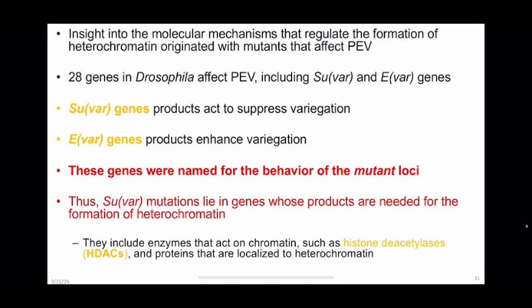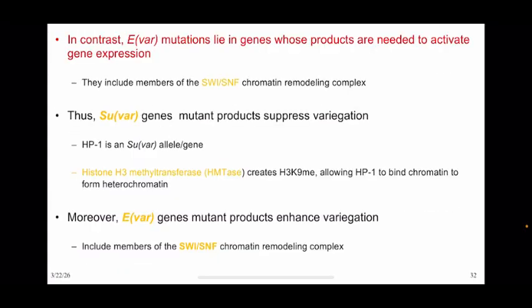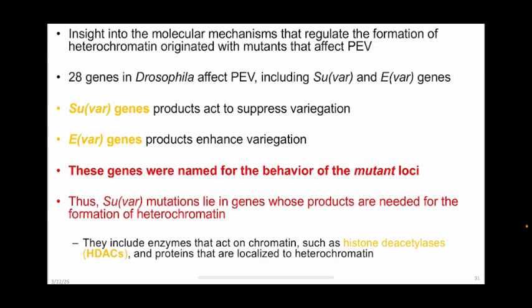Therefore the Su mutations lie in genes whose products are needed for the formation of heterochromatin. Because I said the normal Su genes enhance variegation. What is variegation? Position effect variegation deals with the spread of heterochromatin regions into active regions. So the normal Su products are needed for the formation of heterochromatin.